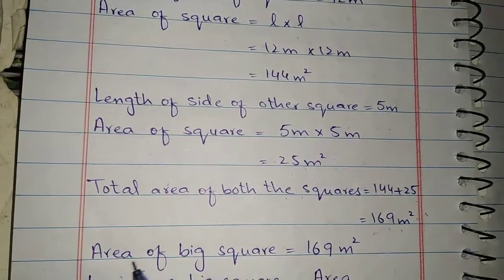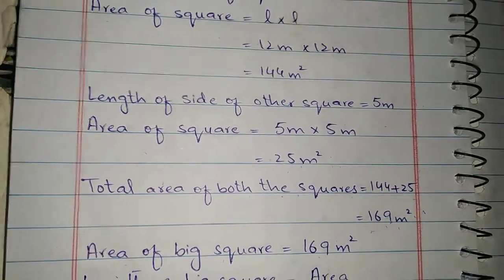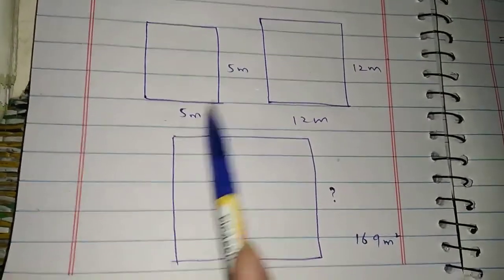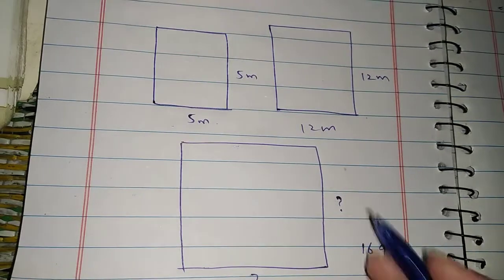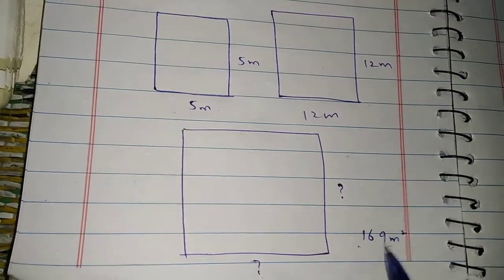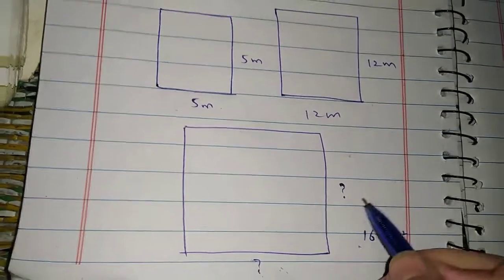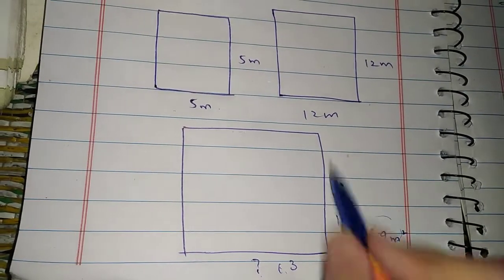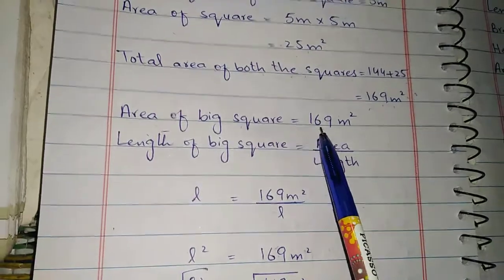Now we have the area of a big square. Area of a big square is equal to 169 meter square. When we add these areas, we get a big square whose area is equal to 169. Now we have to find the length of each side. If the total area is 169, so length and breadth are equal, and 13 multiplied by 13 is equal to 169. So length of one side is 13.